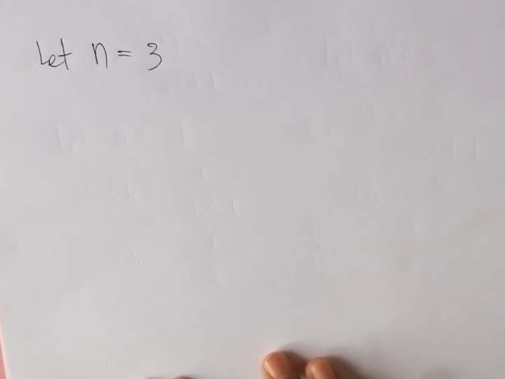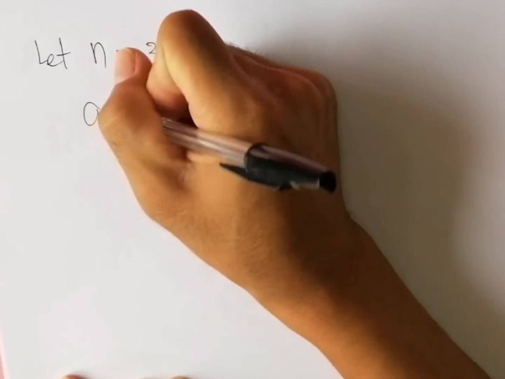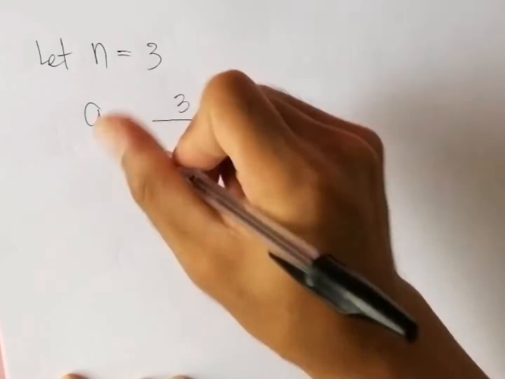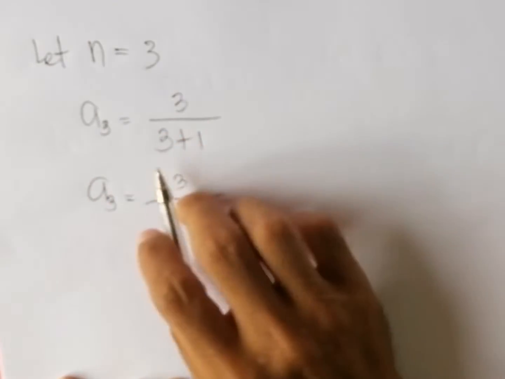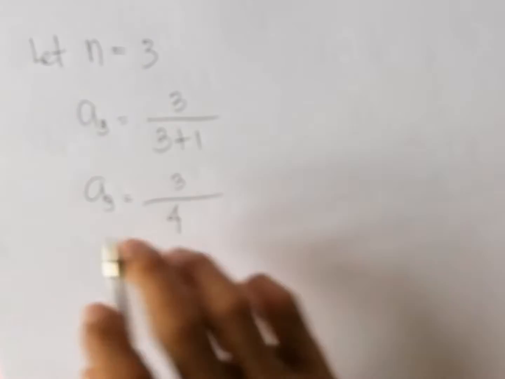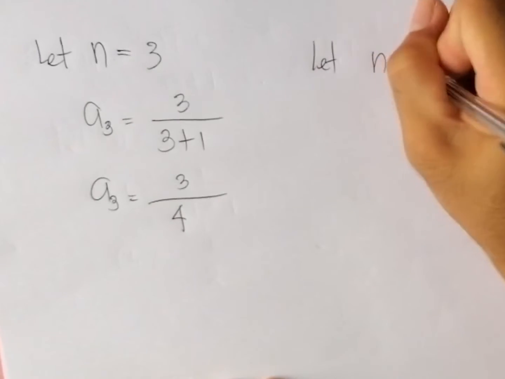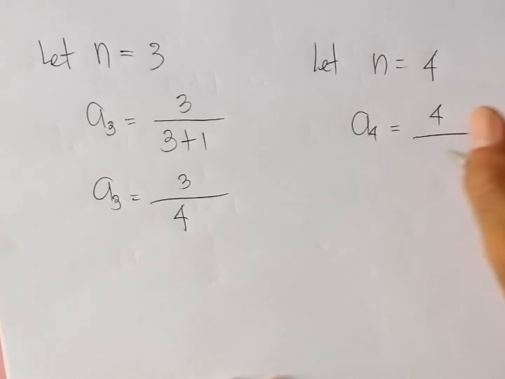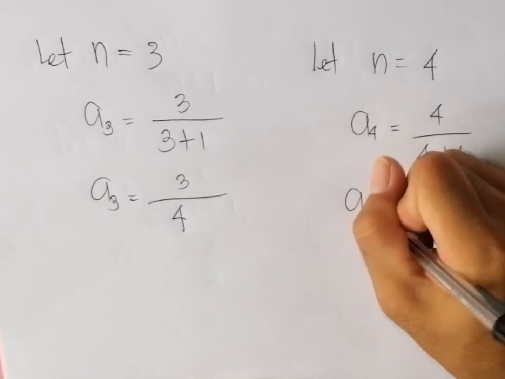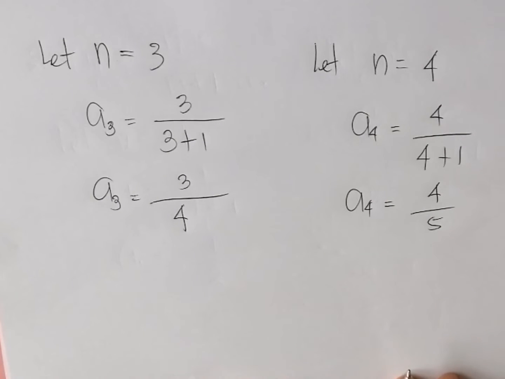Next, let n is equal to 3. So we have a sub 3 is equal to 3 over 3 plus 1. So a sub 3 is equal to 3 over 4. So a sub 3 is equal to 3/4. Then, next, let n is equal to 4. So a sub 4 is equal to 4 over 4 plus 1. And a sub 4 is equal to 4 over 5, or 4/5.